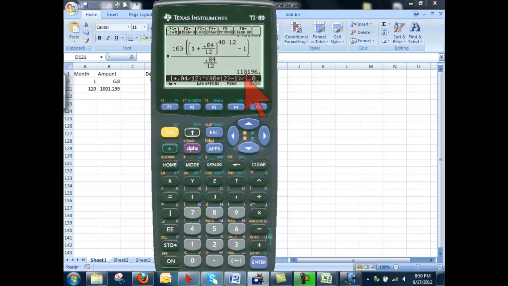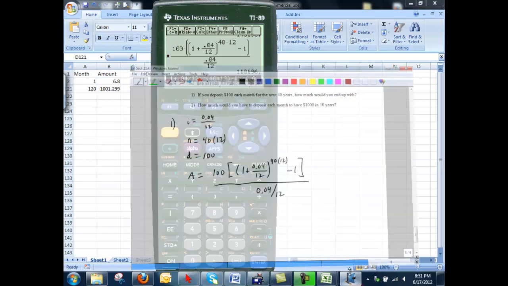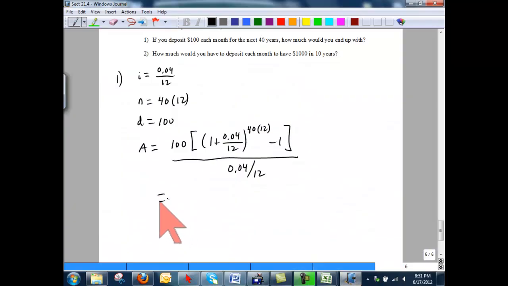So the right answer is $118,196. And I come back here, and it is $118,196. If you carry it out to a little more precision, there's actually 13 cents in there, but with a number this large, I wouldn't care too much about the 13 cents.